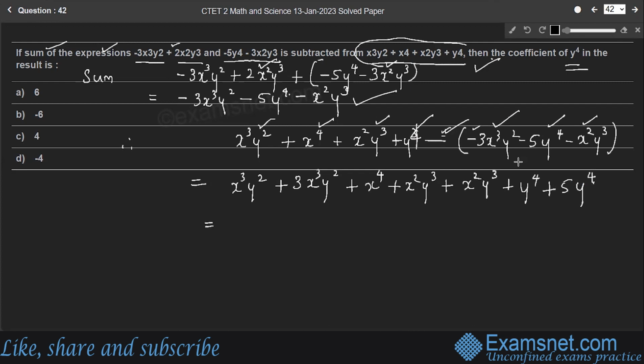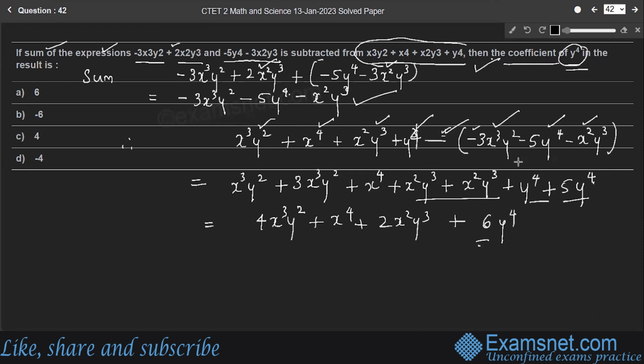Therefore, x cube y square plus 3x cube y square is 4x cube y square, plus x raised to 4, plus 2x square y cube. And plus y raised to 4 plus 5y raised to 4 is 6y raised to 4. The question is the coefficient of y raised to 4 in the result. The coefficient of y raised to 4 is 6. So option A is the right answer.